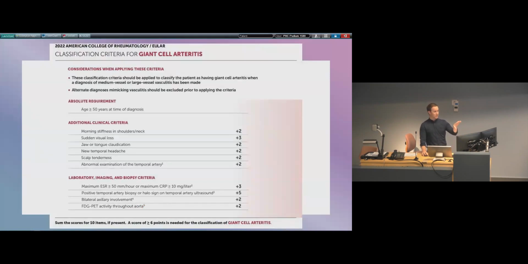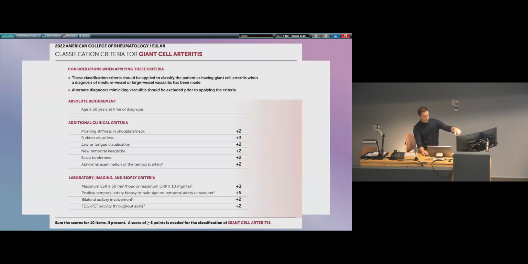Specifically, this applies to individuals where a diagnosis of vasculitis has already been made, and when we have basically excluded common mimics, infection, and so on. The absolute requirement is that they have to be 50 and older. We really don't think that GCA really exists under the age of 50.